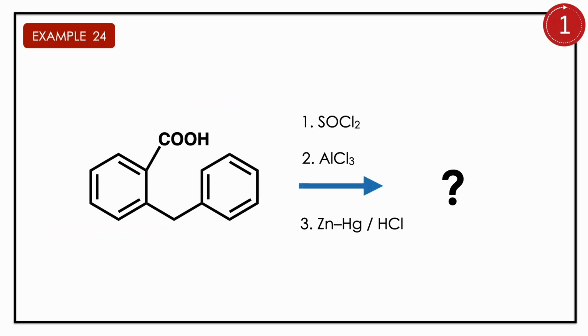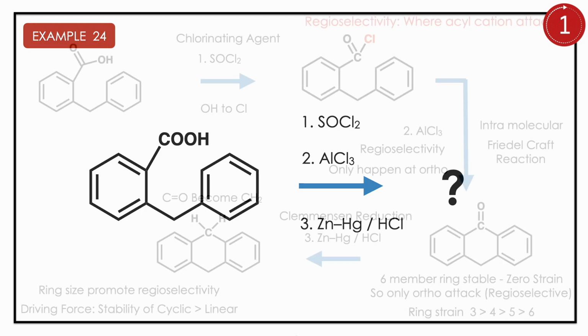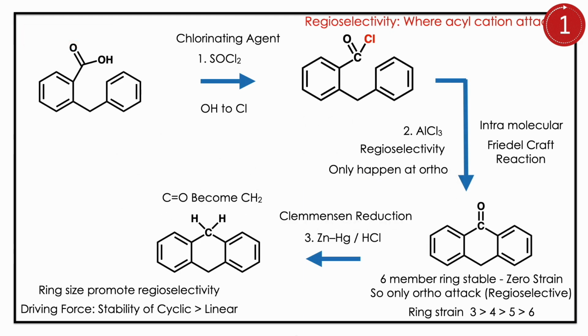Then the next example, you have benzoic acid. Ortho position you have benzyl attachment reacting with SOCl2, aluminum chloride, zinc amalgam and HCl. You should find what will be the final product. Here regioselectivity comes by ring closure. How the ring will be closing is the major question here.